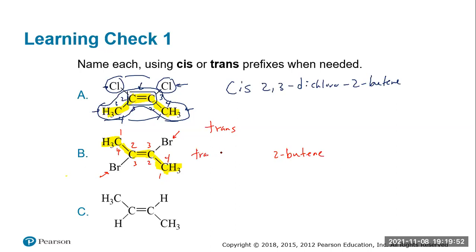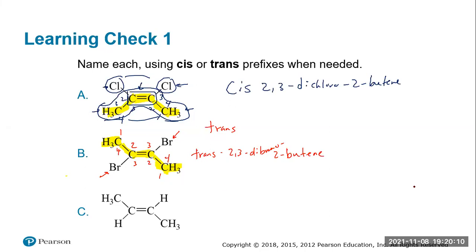So actually here, that is one bromo group at 2 and one at 3, and that gives us trans-2,3-dibromo-2-butene would be our name here. I ran out of room. Any questions on that name there?